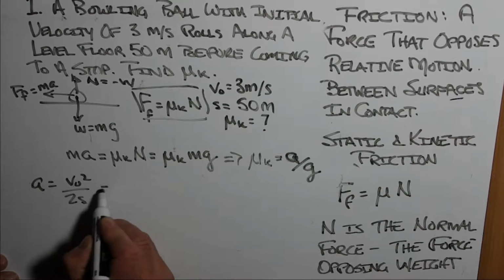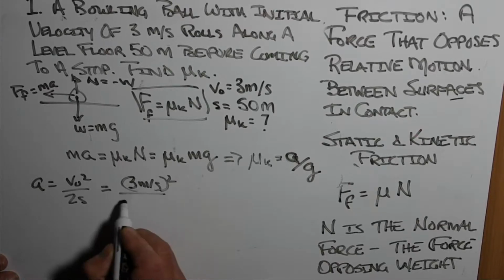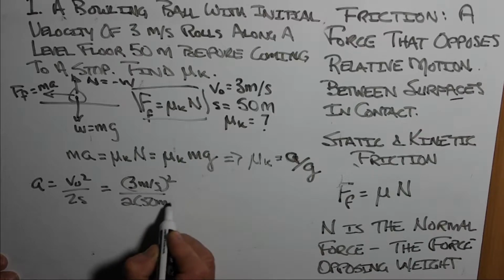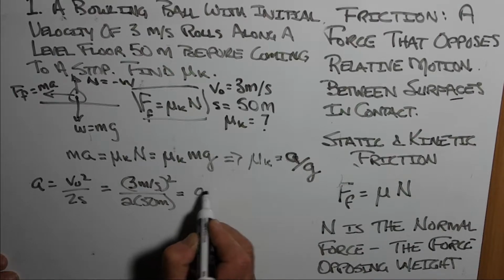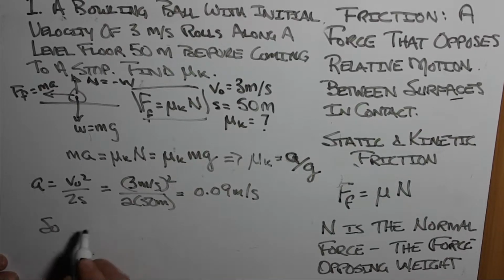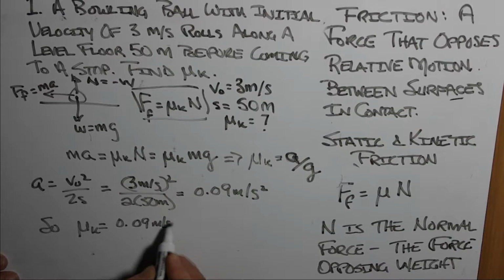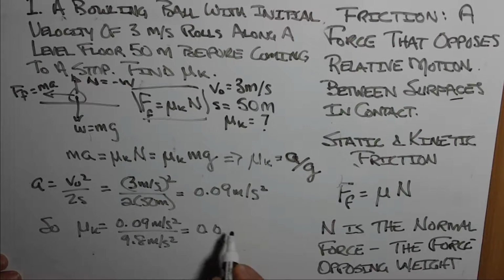What is a? From an earlier set, a is equal to v sub 0 squared over 2 times the distance the ball travels, and so we substitute numbers: 3 meters per second squared divided by 2 times 50 meters. The deceleration of the ball is 0.09 meters per second squared. And then mu sub k is equal to 0.09 meters per second squared divided by the gravitational constant, 9.8 meters per second squared, giving us a numerical value for mu sub k of 0.0092. And that's the first problem.